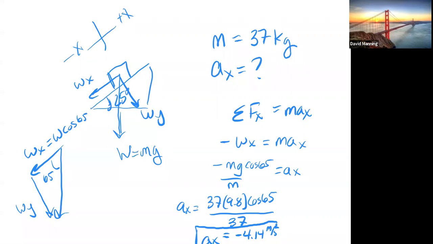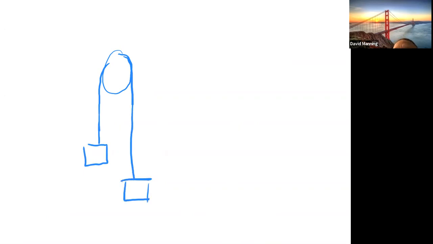All right, let's try one more review. Next problem is, let's do a little Atwood machine. This is what these two pulleys are called. It's called an Atwood machine, if you were wondering. So let's put one pulley on here and another one on here. We'll call these A and B.